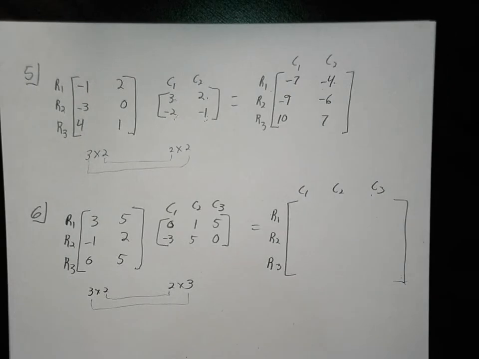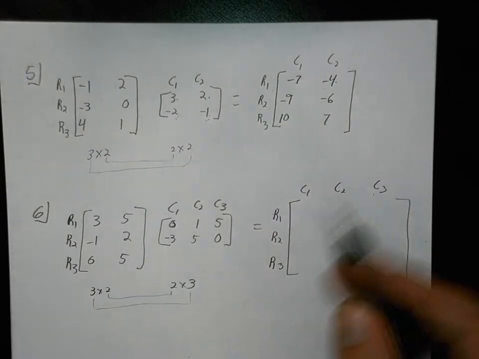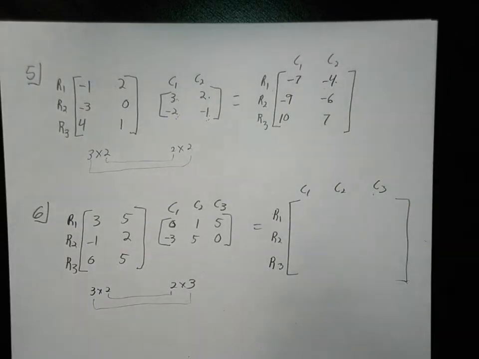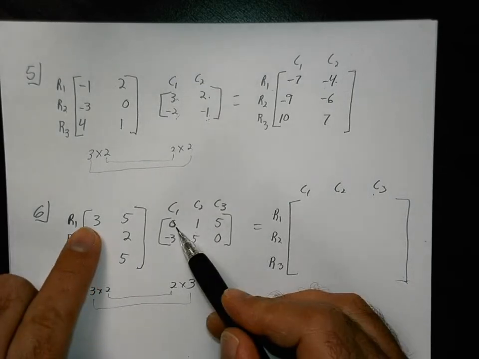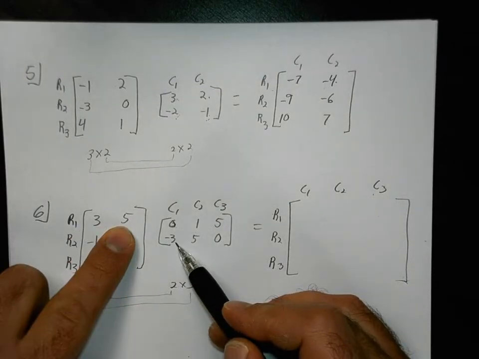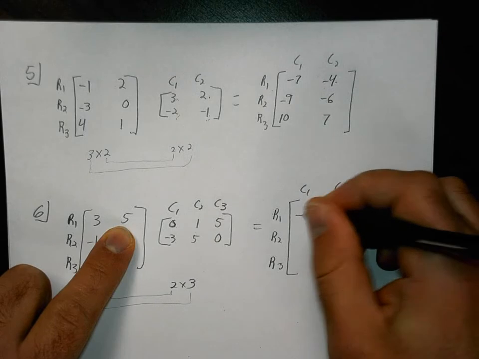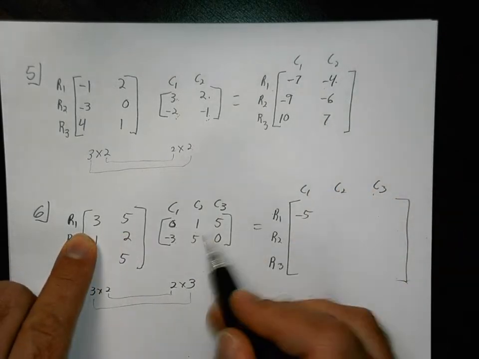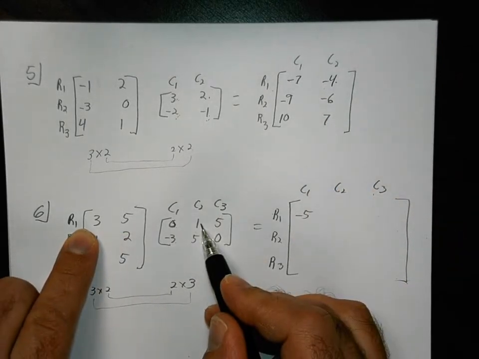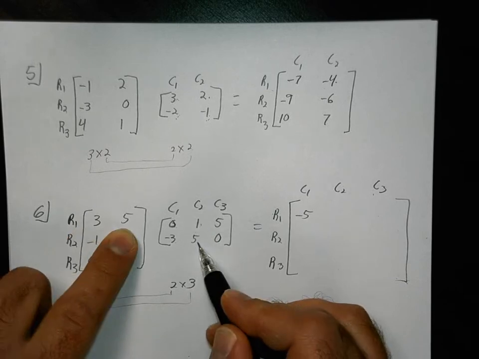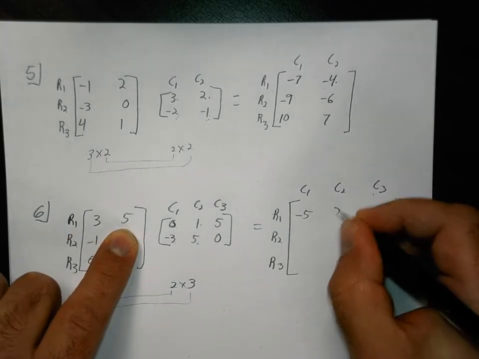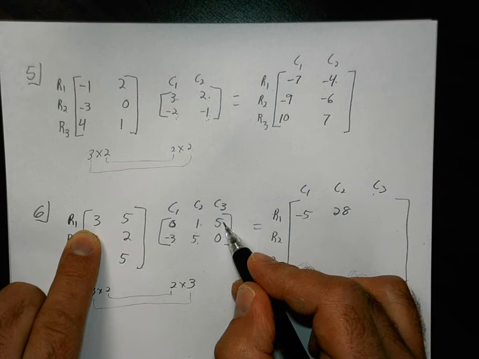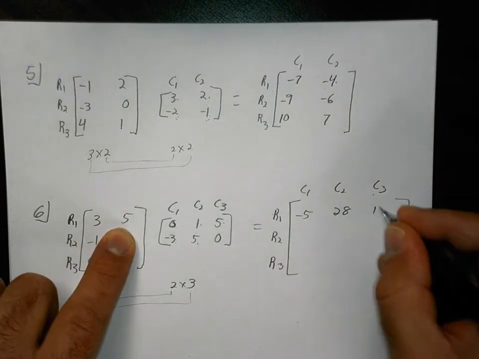Okay, so now I'm going to take row 1, column 1. So I get 3 and 0 and a negative 15. Row 1, column 2, 3 and 25. Then I get 15 and 0.